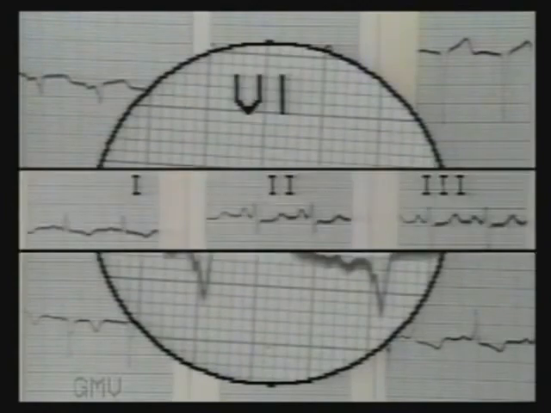Now note the limb leads. Positive QRS in lead 1 and negative QRS in lead 3. That is, there is left axis deviation.